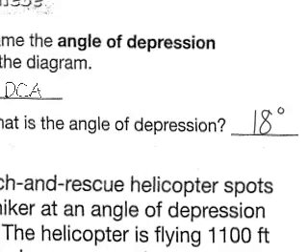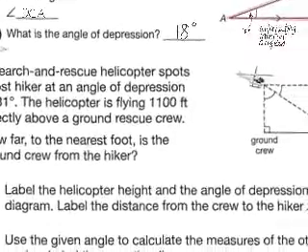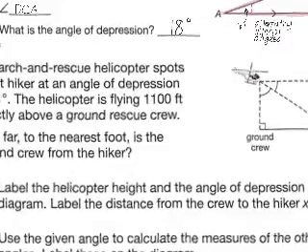Okay, so we're going to take a look at our next little example. It says a search and rescue helicopter spots a lost hiker at an angle of depression of 31 degrees. The helicopter is flying 1,100 feet directly above a ground rescue crew. How far to the nearest foot is the ground crew from the hiker?